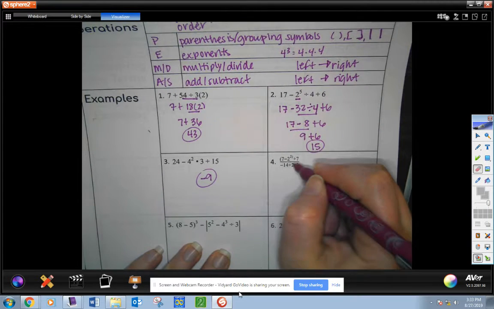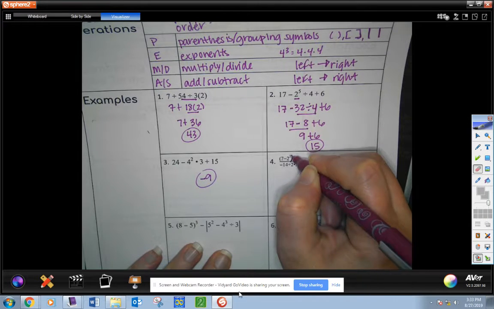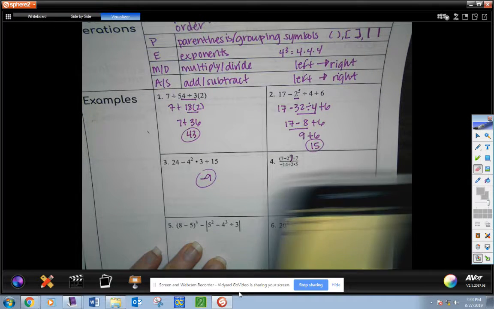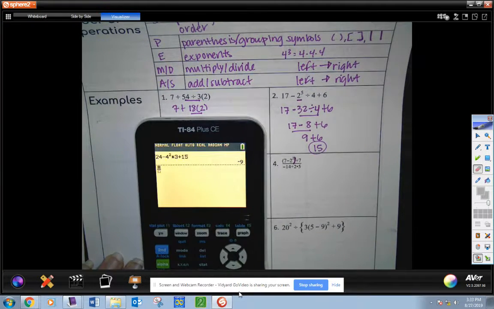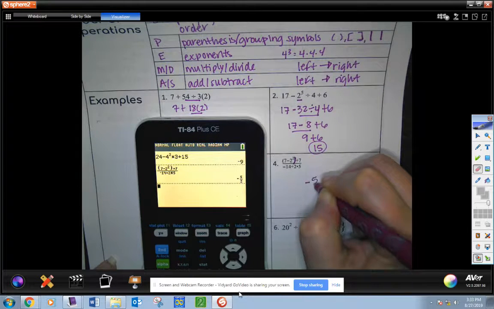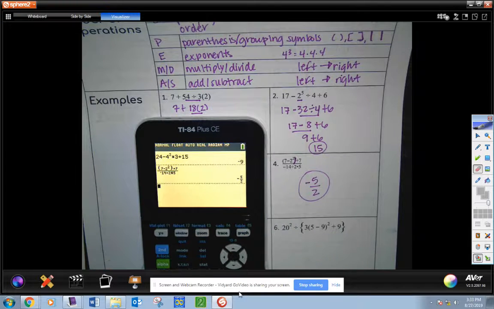On this one, I had a typo. Sorry, this parentheses should be bigger. Since this one is a fraction, you have to do alpha y equals to get your fraction and then hit enter. You do parentheses 7 minus 2 squared, close your parentheses, plus 7, move down, -14 plus 2 times 5. Hit enter, and you get -5/2, and there's your answer. I don't ever need y'all to convert it back to a mixed number.